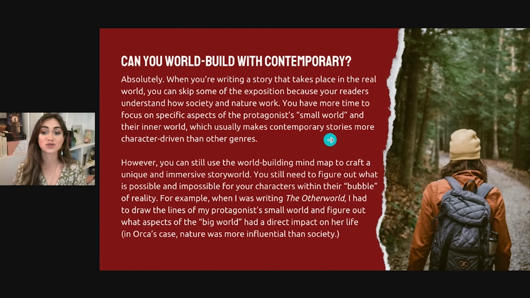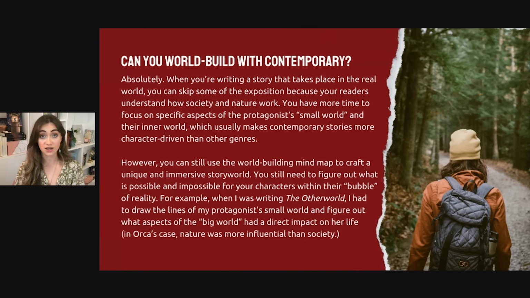However, you can still use the world building mind map to craft a unique and immersive story world. You still need to figure out what is possible and what is impossible for your characters within their bubble of reality. Okay, so for example, when I was writing The Other World, which sounds like it would be a fantasy almost, but you guys know it's a contemporary, it takes place in the real world. And when I was writing it, I had to really figure out and draw the lines of my protagonist's small world to understand the aspects of the big world that had a direct impact on her life.